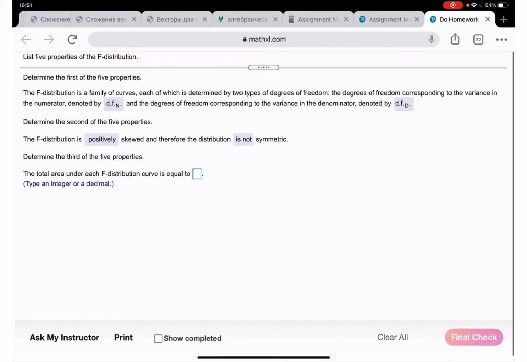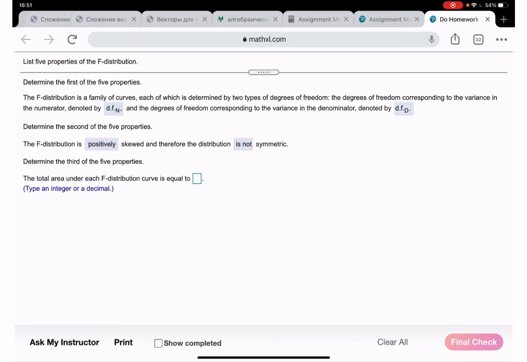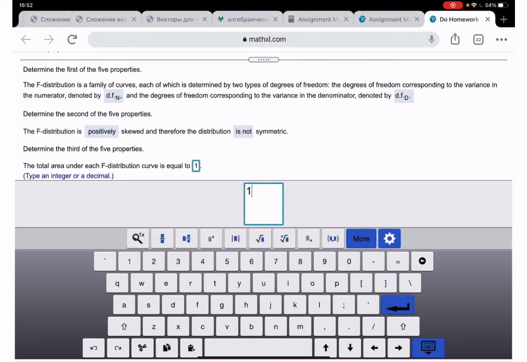Next, determine the third of the 5 properties. The total area under the F distribution, like any distribution, is 1.